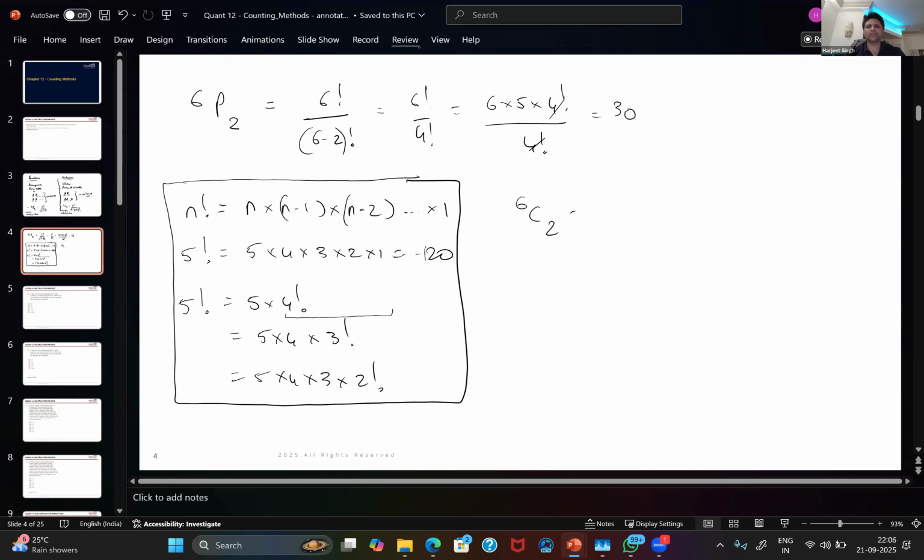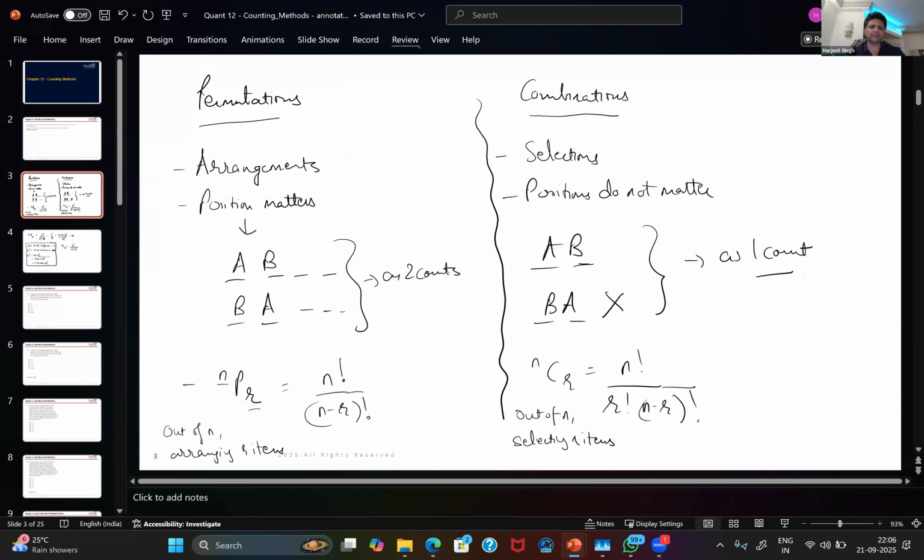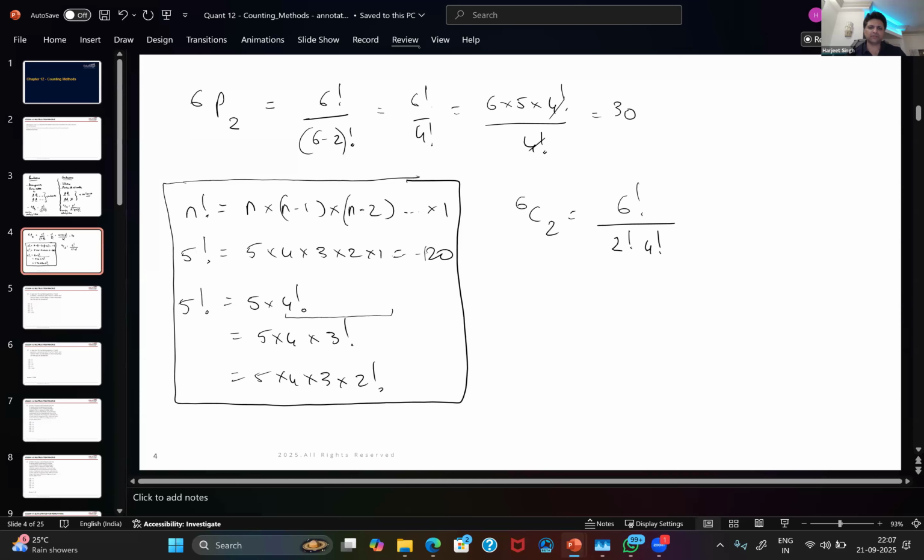Similarly, what is 6C2? 6C2 will be 6 factorial divided by 2 factorial into 4 factorial, because the formula for nCr is n factorial divided by r factorial into (n minus r) factorial. So this will be calculated as 6 into 5 into 4 factorial over 2 into 4 factorial. This gets cancelled, and the answer is 15. You can expect 2 to 3 questions at least on permutations and combinations, as well as counting. All these are clubbed into one.